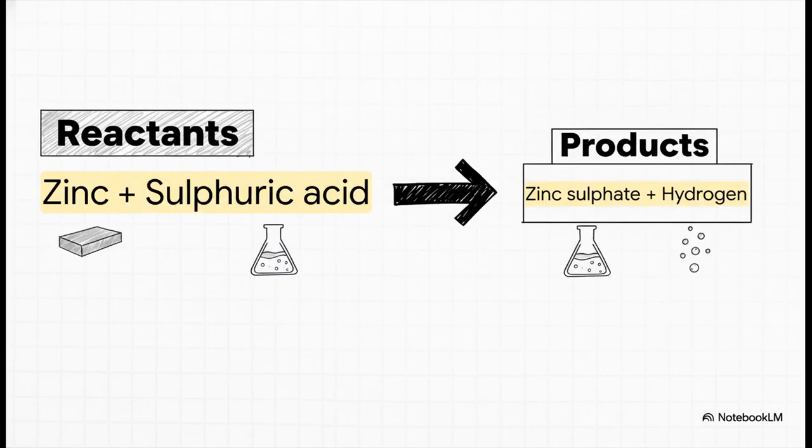Simple. Okay, let's look at one more example, just to be sure we've understood this properly. When zinc metal reacts with sulfuric acid, it produces zinc sulfate and hydrogen gas. Now, just take a moment. Can you identify the reactants here? That's right. The reactants are zinc and sulfuric acid. And the products, of course, are zinc sulfate and hydrogen. See how neat and tidy this is?